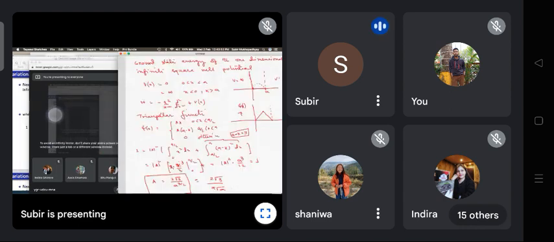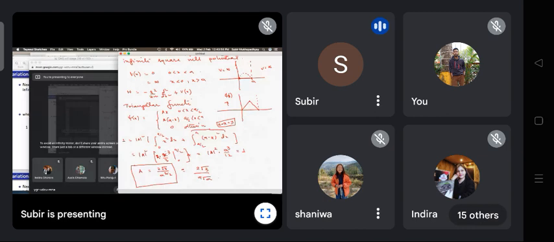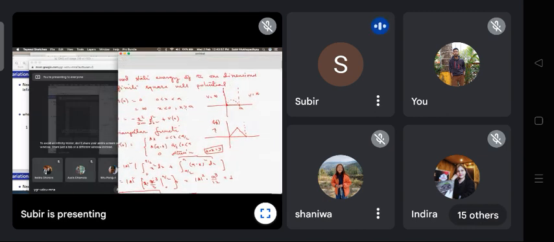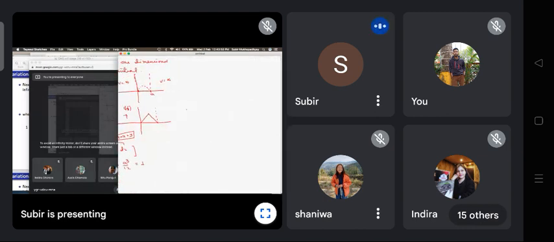So A equal to 2 root 3 by a root a, and our next task is to calculate the expectation value of T. Okay, so let's do it.